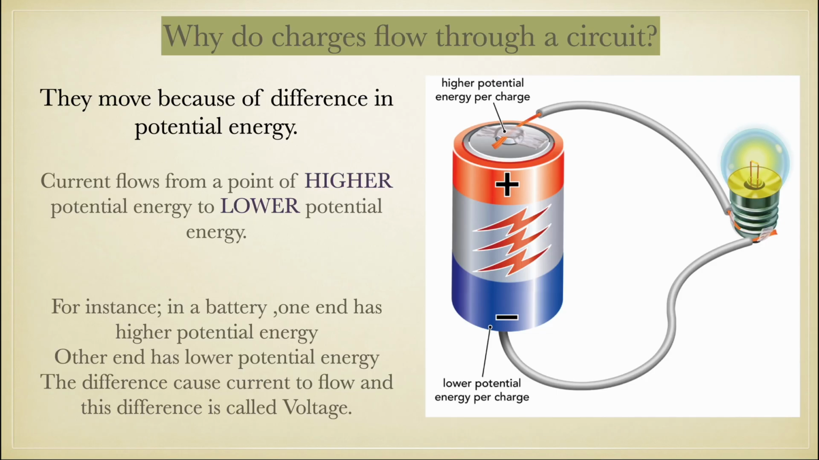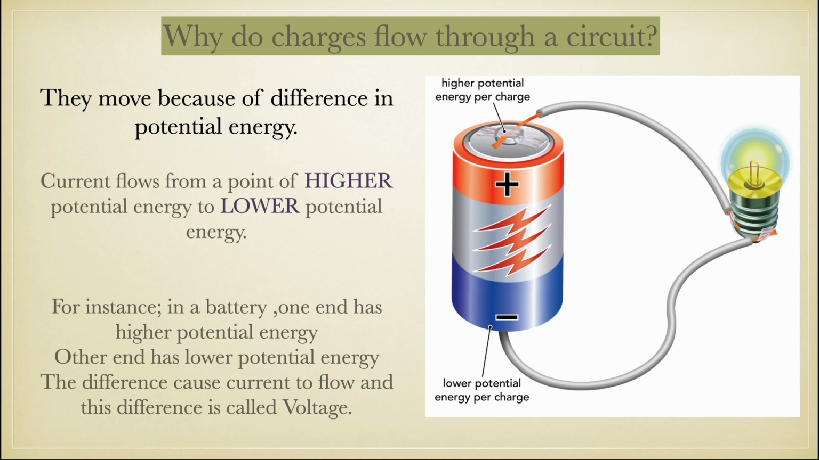Why do charges flow through a circuit? Why does it have to flow? When you use a battery, we know that it can light up a bulb. How does it work? This is because there's a difference in potential energy. For now, just understand that the battery has a higher potential energy in here and a lower potential energy in here. And we also know opposites always attract.